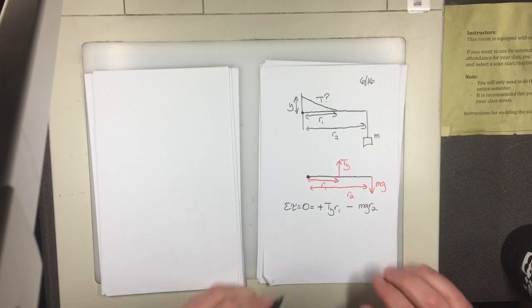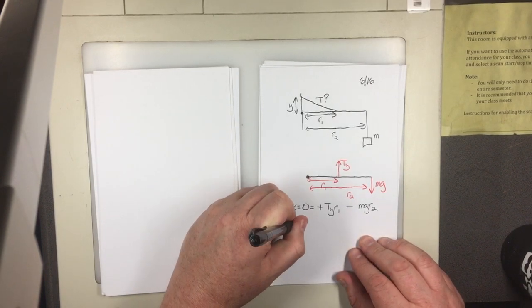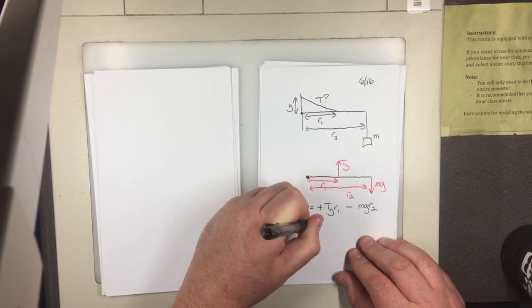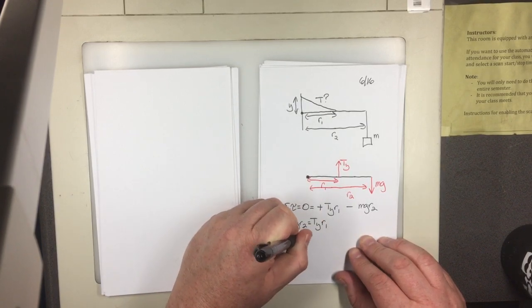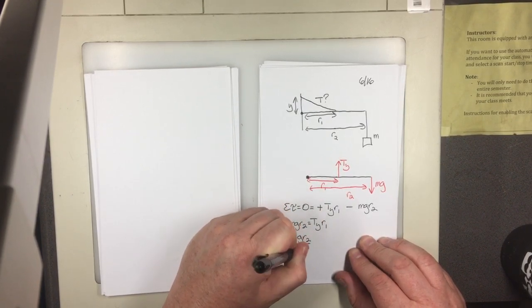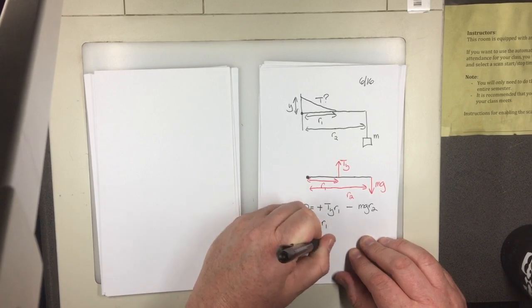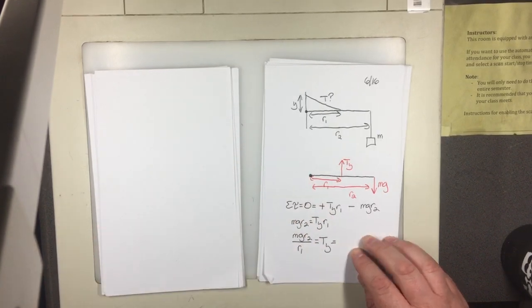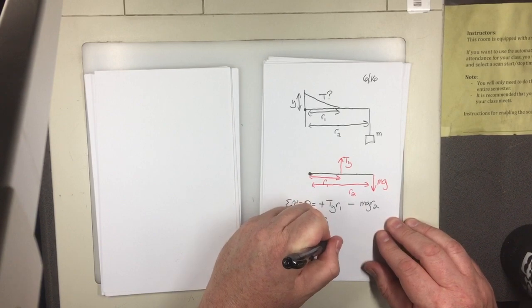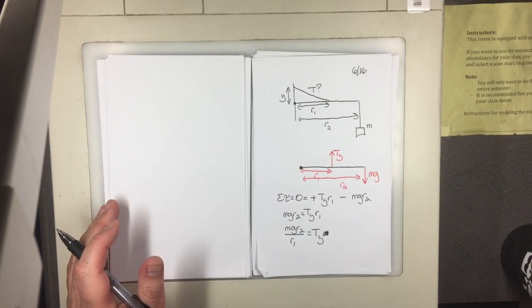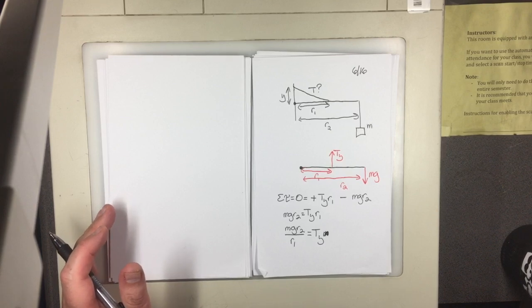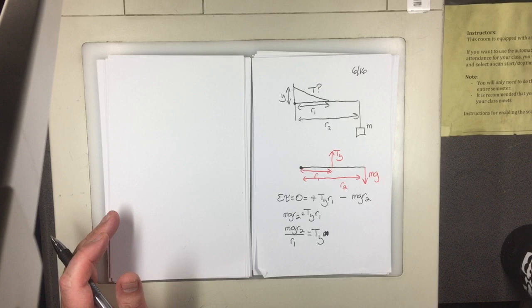So we solve for Ty. MgR2 is equal to TyR1. So MgR2 over R1 is equal to Ty. So that is the value of Ty. And what I would do at this point, given all that other information, is plug in the numbers and get a value for Ty. So now you know what the tension Ty is.